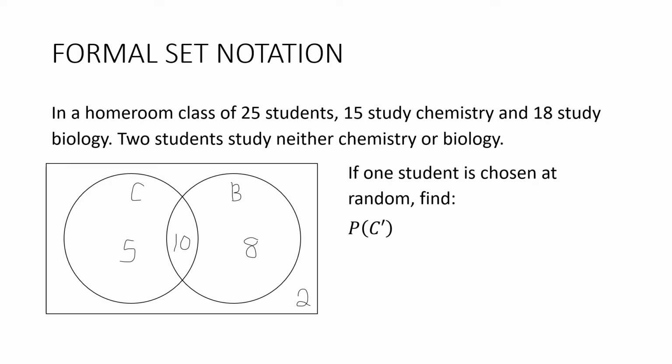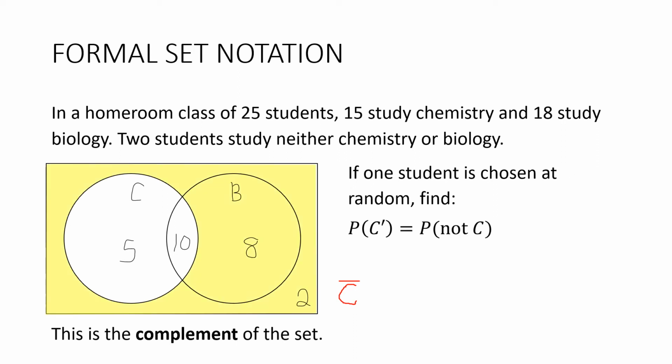And finally, find the probability of C with an apostrophe next to it. Now this is the complement of the set. Before, I told you that the complementary event was C with a line over the top. Well, that's probability notation, and this is set notation. They mean the same thing. So this means not C. If we look at it diagrammatically, we want everything that's outside of that circle. So we want 8 and 2. So our answer is going to be 8 plus 2 out of 25, which is 10 over 25.